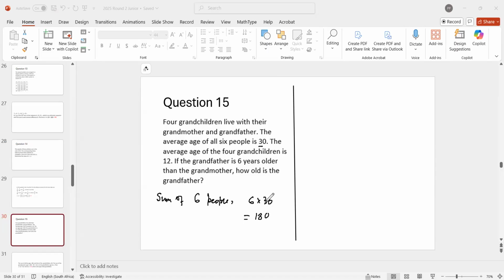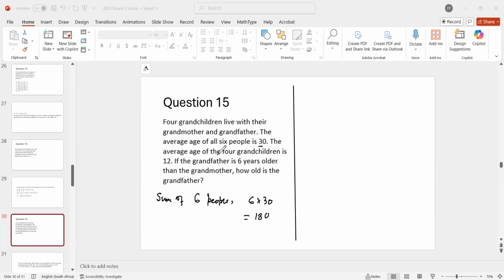You see, the average is the sum divided by the number. That's how you calculate average. You add up everything and divide by how many you have. So you've got that number divided by 6 is 30. So that sum must be 30 times 6.